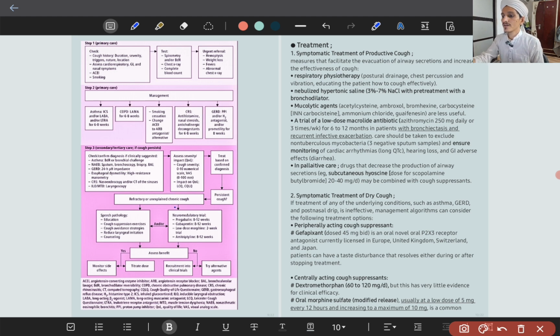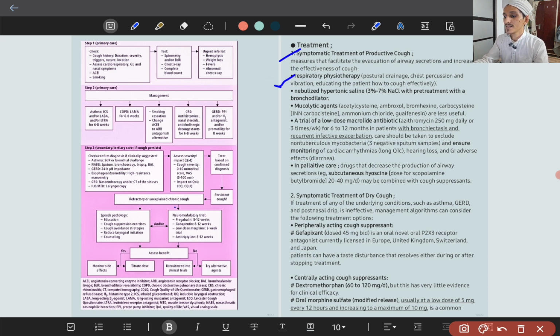Symptomatic treatment of productive cough. Measures that facilitate the evacuation of airway secretions and increase the effectiveness of cough. Respiratory physiotherapy. What will you do? Postural drainage, chest percussion with a cup like this. Educate the patient how to cough effectively. So first, respiratory physiotherapy.